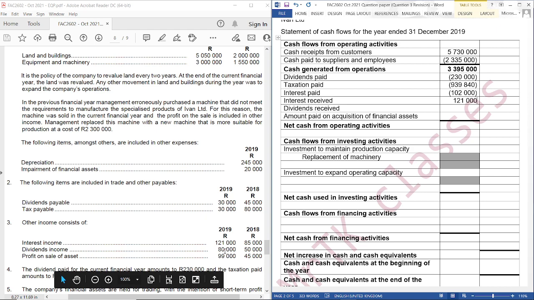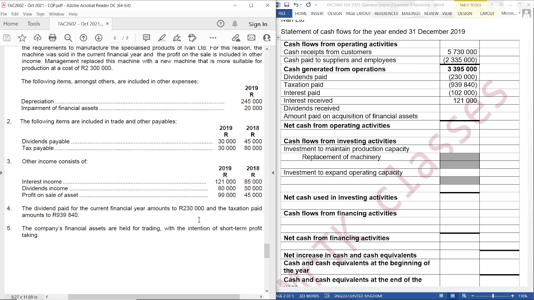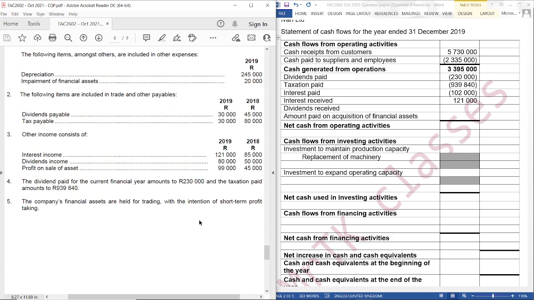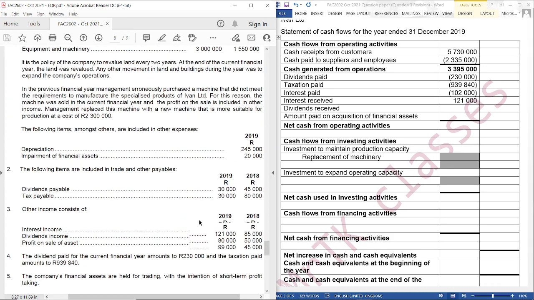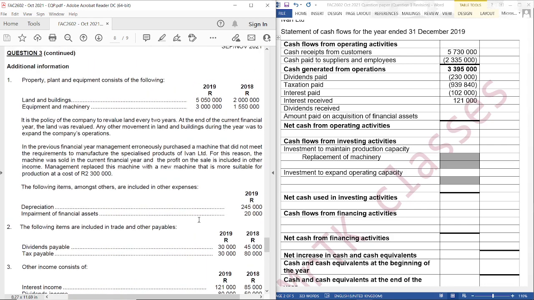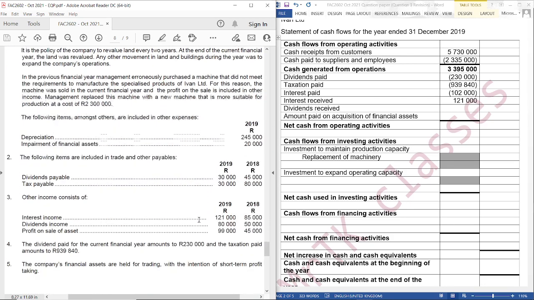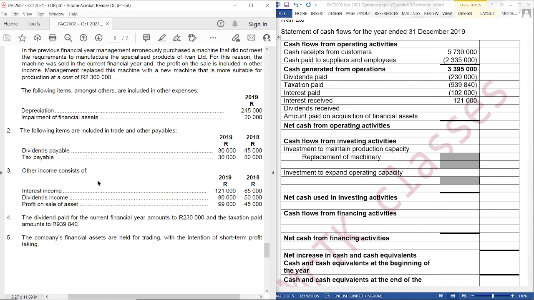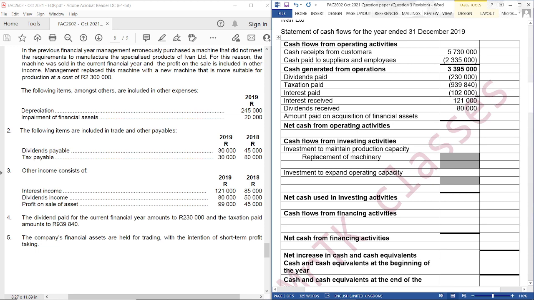Then what else? Dividends income 80,000, right? We can see that no dividends income was outstanding at the beginning of the year and also at the end of the year, which means that we received 80,000. Dividends received 80,000, right? So interest received 121,000, dividends received 80,000.